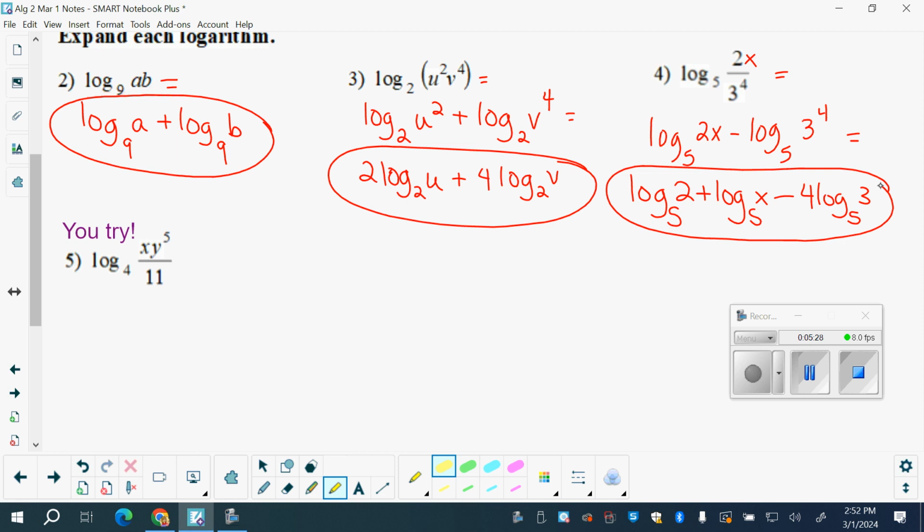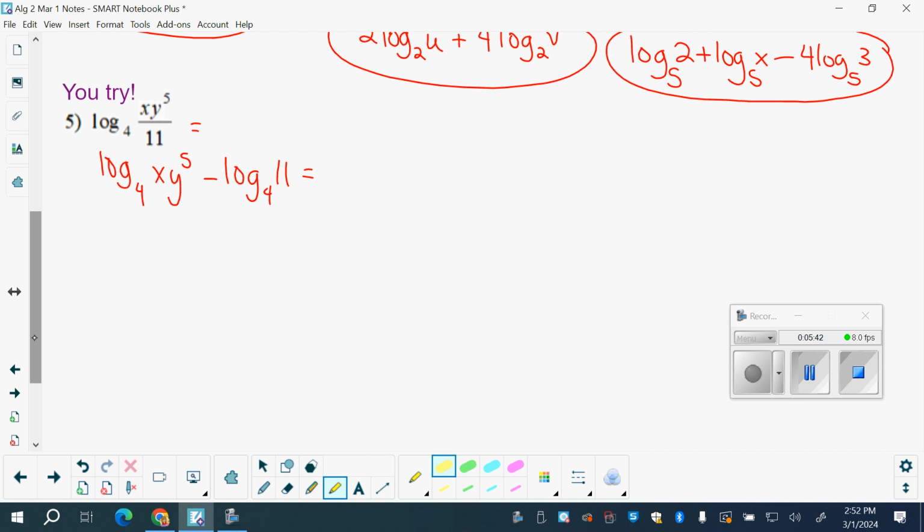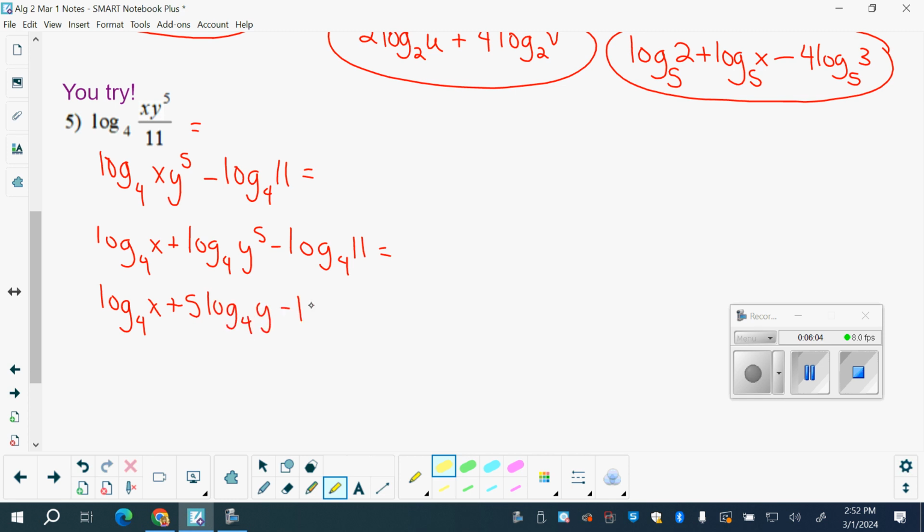Okay, I'm going to do it up here. So this is log base 4 of xy to the 5th minus log base 4 of 11, which is log base 4 of x plus log base 4 of y to the 5th minus log base 4 of 11. And then we have one exponent, so we move that one exponent to the front. Log base 4 of x plus 5 log base 4 of y minus log base 4 of 11.